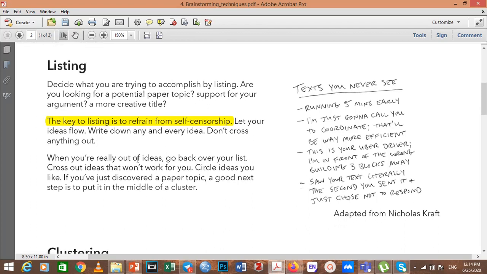When you are really out of ideas, go back over your list, cross out ideas that won't work for you, and circle ideas that you like. So when you run out of ideas, you stop for a while and then come back and cross out something that's not relevant to your topic, something that is not what you want. Circle the ideas that you like from what you wrote down.